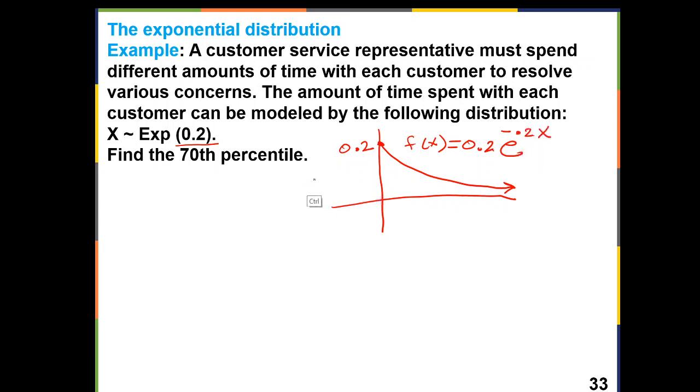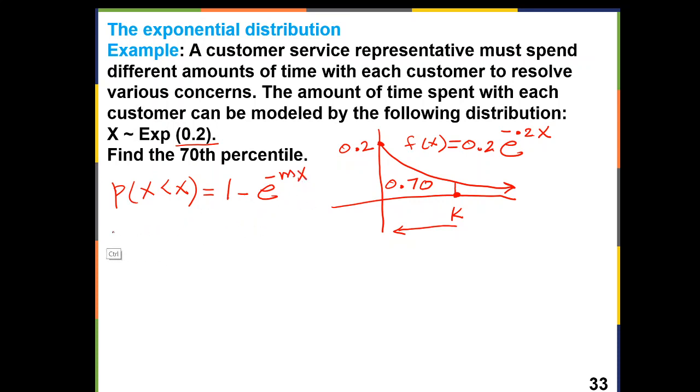All right, now, what we want to find is the 70th percentile. That means we need a number here such that there is 70% of the area to the left of it. Now, first of all, we know the formula to find the area to the left of a number under exponential. Remember, the probability that x is less than k is 1 minus e to negative mk.